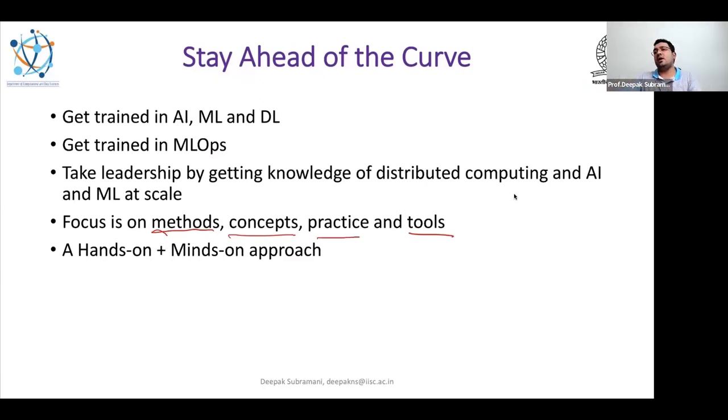And AI MLOps is the right course for you to take the ideas of AI, put them into production, and learn from us. At IISc, that is what we offer. That is what this program is all about.